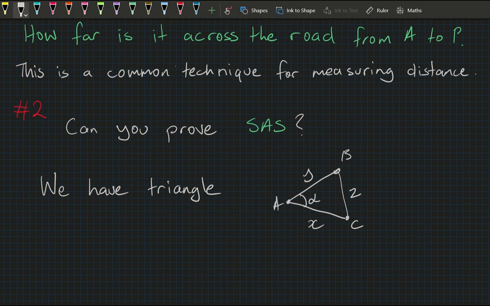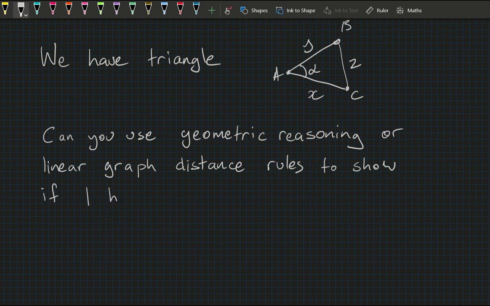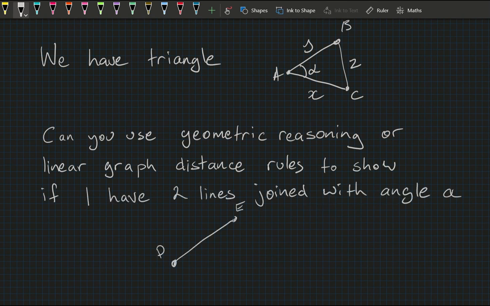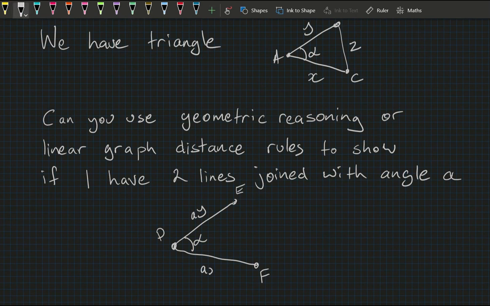Lowercase letters are to represent distance. So my challenge to you is to use geometric reasoning, or what we learned in linear graphs, to show if I have 2 lines joined with the angle alpha, and I'll mark that in with points D, E, and F, and the distance from D to E is equal to A times Y, and the distance from D to F is A times X. So in other words, D to E equals A times A to B, and D to F equals A times A to C.